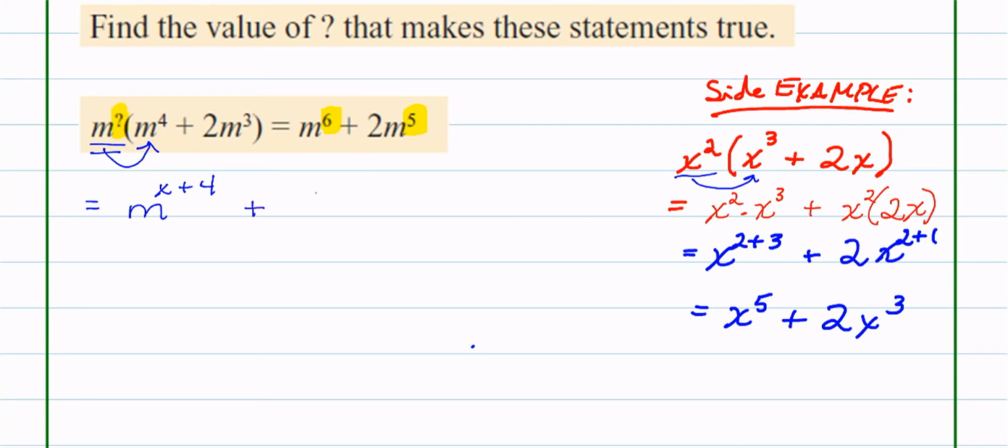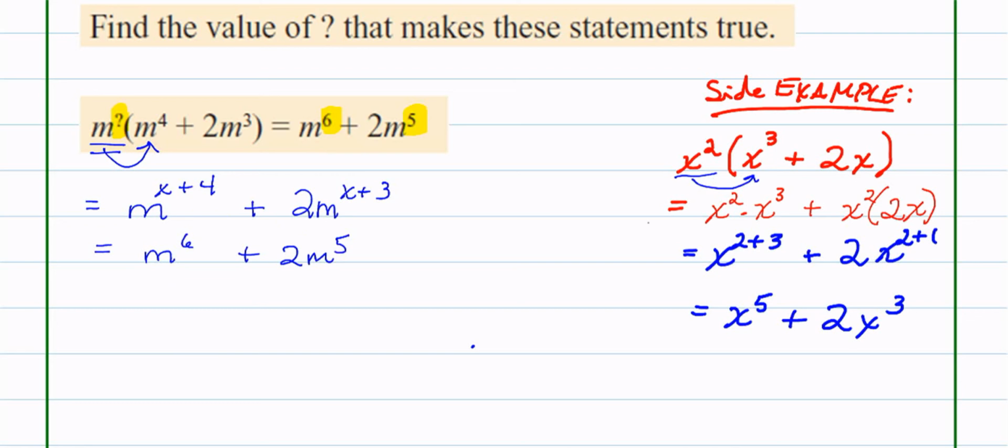Okay, so watch. Let me write the next one out. We're going to end up having 2 times m to the x plus 3, which we want to be 5, right? Let's take the first one now. So we want what plus 4 to be 6, right? Remember, we want it to be m to the 6, and we want this one to be 2m to the 5th.